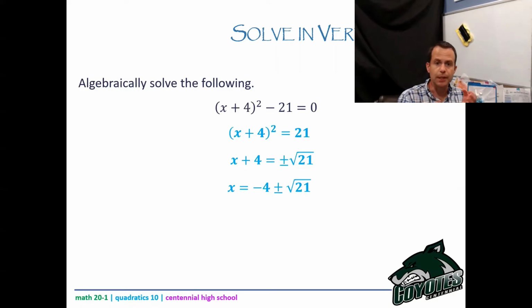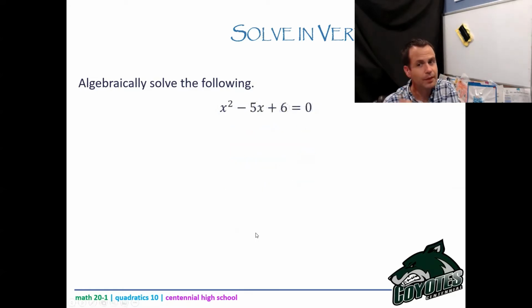So if you don't believe me, grab your graphing calculator, graph this out, write down those decimals, and then take your calculator and go negative 4 plus root 21 and match the decimal, and then negative 4 minus root 21 and match the decimal, okay? I won't lie to you often.